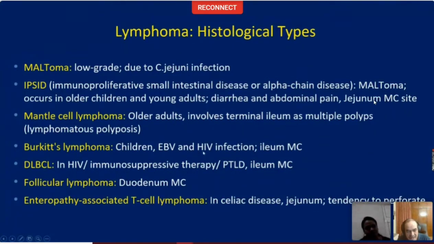It has been thought to have a relationship with the Epstein-Barr virus and HIV infection. Ileum is the most common site. DLBCL, or the large B-cell lymphomas, occur in the context of HIV, immunosuppressive therapy, or as a part of PTLD. Follicular lymphoma, duodenum is the most common location. And then there is this category called EATL, which is enteropathy-associated T-cell lymphoma, which occurs in the context of celiac disease. You know that patients of celiac disease are more prone to developing lymphoma. That lymphoma occurs more often in the jejunum. It is a T-cell lymphoma, ulcerated.